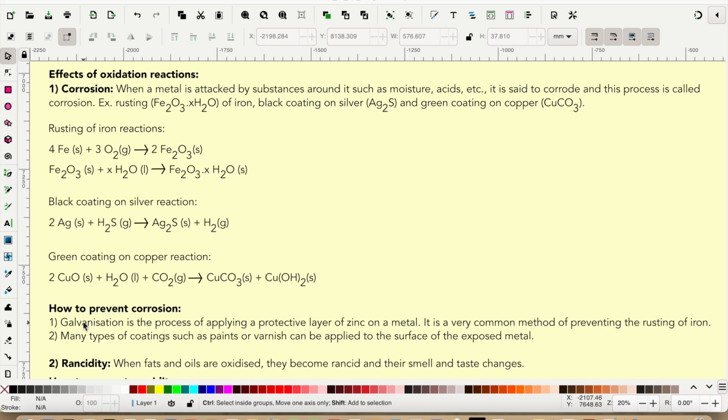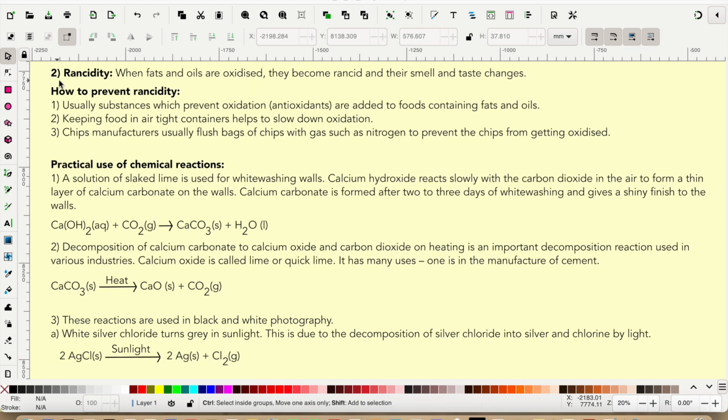To prevent corrosion, there are a couple of well-known methods. First one is galvanization. Galvanization is the process of applying a protective layer of zinc on a metal. It is a very common method of preventing the rusting of iron. Second one, many types of coatings such as paints or varnish can be applied to the surface of the exposed metal. Second disadvantage of oxidation is rancidity.